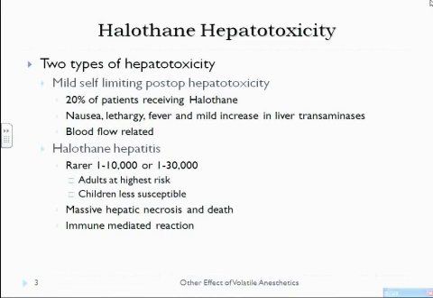Now, there are two types of halothane hepatotoxicity. The first one is a self-limited post-operative hepatotoxicity. About 20% of patients receiving halothane will develop hepatotoxicity like this. Usually it's related to the decrease in blood flow that you see associated with halothane, and this leads to nausea, lethargy, fever, and a mild elevation in your liver transaminases. People don't die from this self-limited problem.